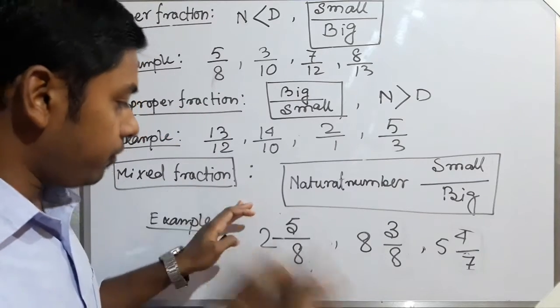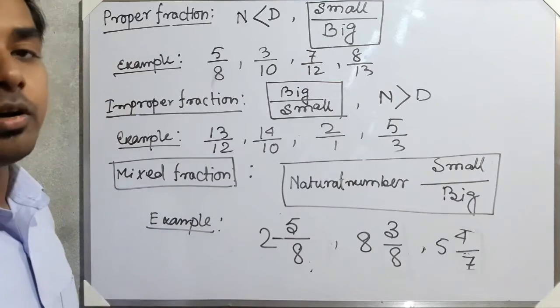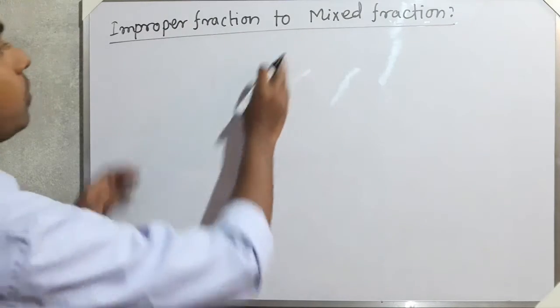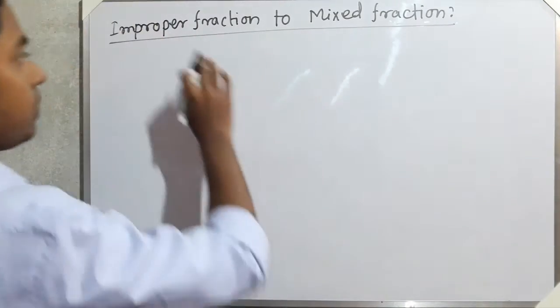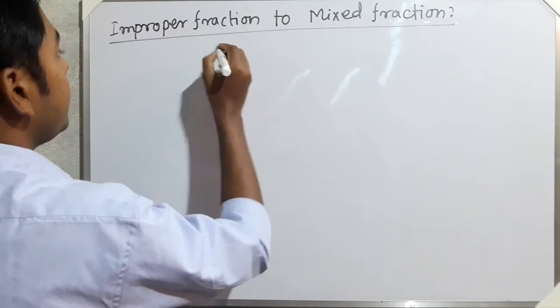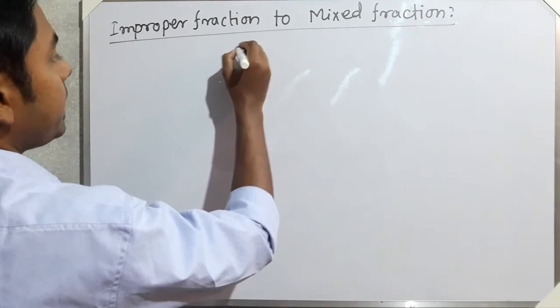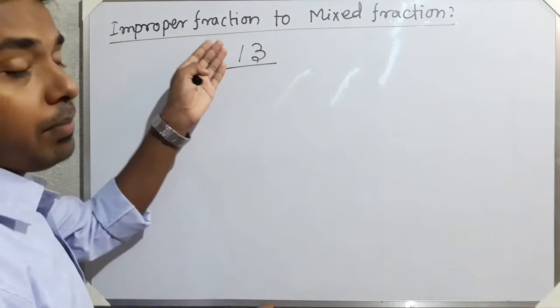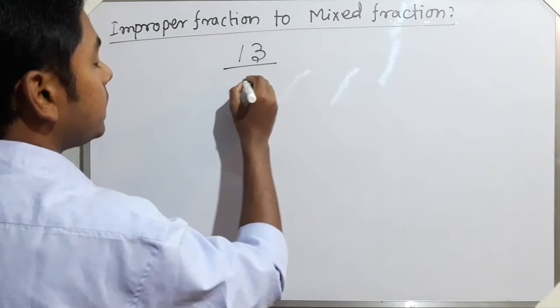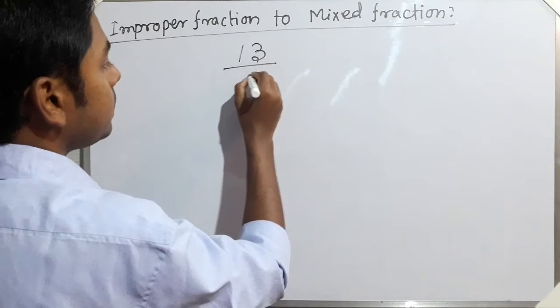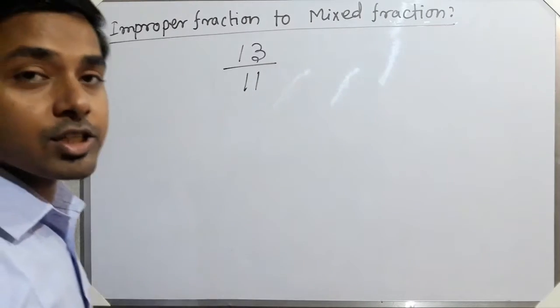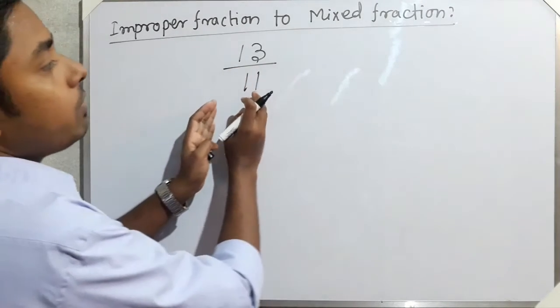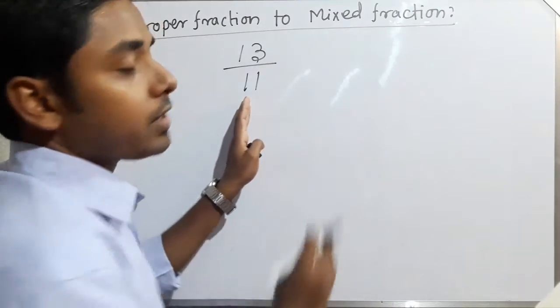Okay, so before that, students, pause the video to note it down. So first of all, we have taken what? Improper to mixed fraction. Suppose we are taking an improper fraction. Improper means big by small, so 13 by, suppose, 11, an improper fraction. Now this improper fraction you have to convert into a mixed fraction.